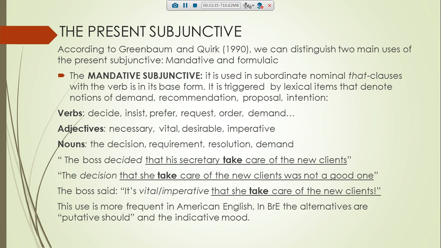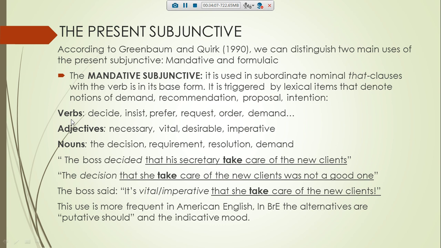The present subjunctive. According to Greenbaum and Quirk, we can distinguish two main uses of the present subjunctive, mandative and formulaic. The mandative subjunctive is used in subordinate nominal that clauses with the verb in its base form. It is triggered by lexical items that denote notions of demand, recommendation, proposal, intention. So in this respect, it resembles Spanish.